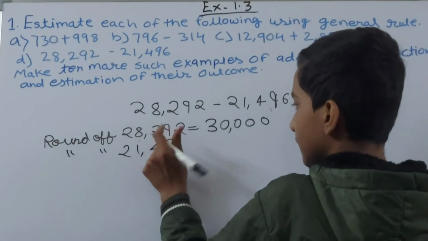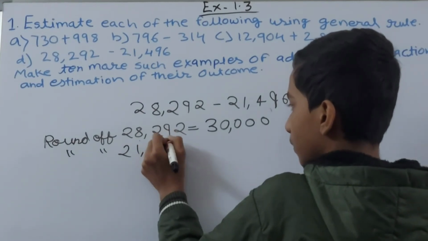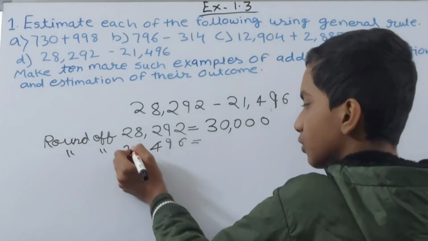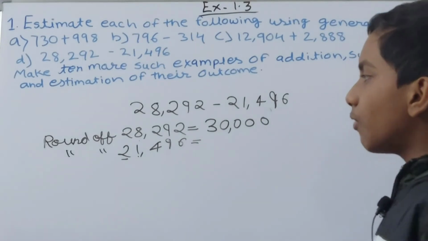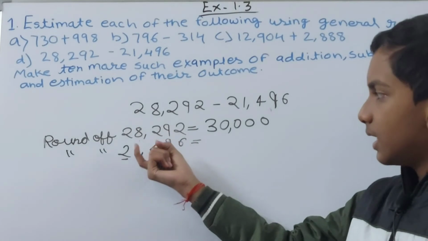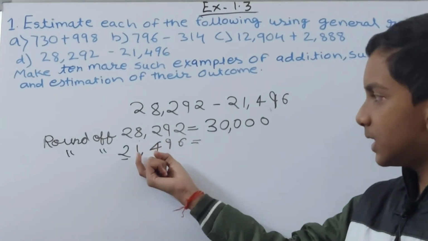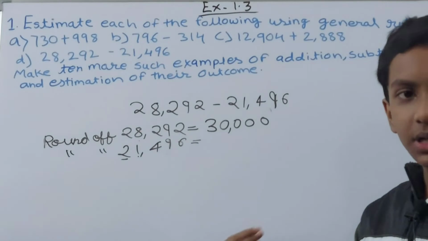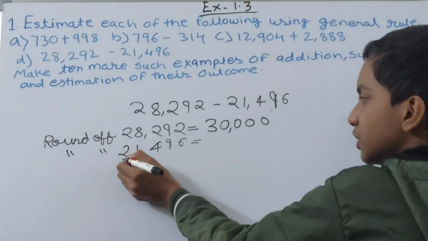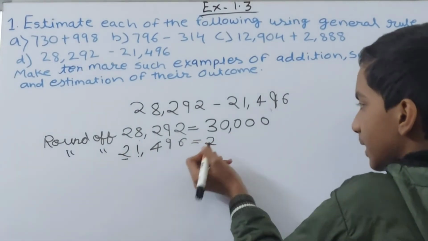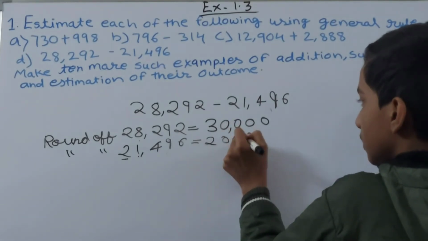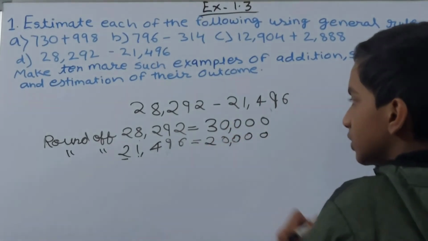Now we will do the same with 21,496. So if we are rounding off to the nearest 10,000 place, here it is. So we go one place back, the thousands place. Now what will we do here? We have 1 here, so that means we will turn the digit 1 at this place and the digits which come before it, that is ones, tens, hundreds, these 4 digits will turn to 0, and we will not change anything in 2. So 2 will be as it is, 0, 0, 0, 0. Like this we have made it.